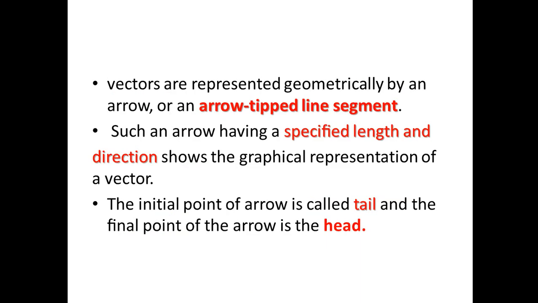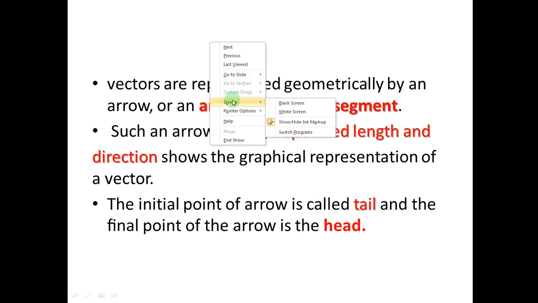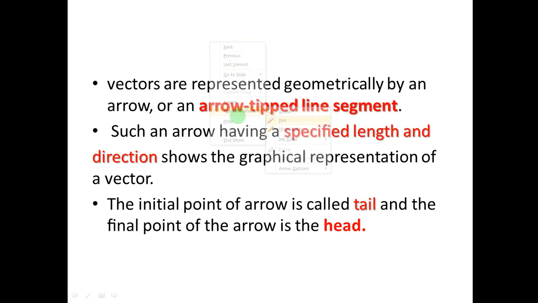Another way of representing a vector is geometrically. How do we geometrically represent a vector? To represent a vector geometrically, you can use an arrow tipped line segment, which is like this. Let's see an example. Here is a line. If this line has an arrow tip, we call it an arrow tipped line segment. This represents a vector geometrically.